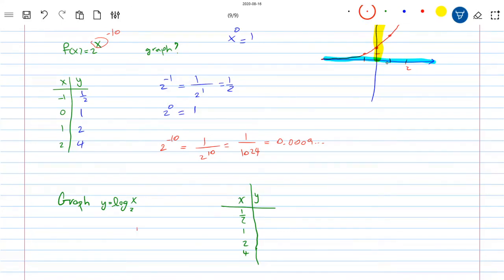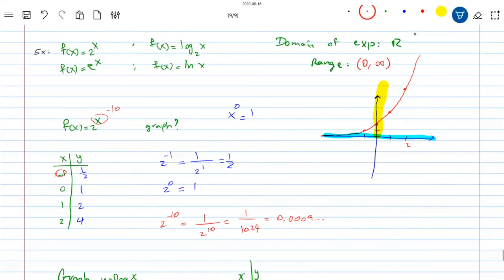So log 1/2 base 2 is simply -1. It will be this number. If you pick that input, you will get -1. Log 1 base 2 is 0, because 2 to the power 0 equals 1, therefore log 1 base 2 must be 0. 2 to the power -1 becomes 1/2, therefore log 1/2 base 2 is -1. So this would be 0, 1, and 2.